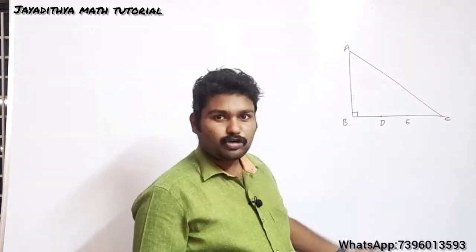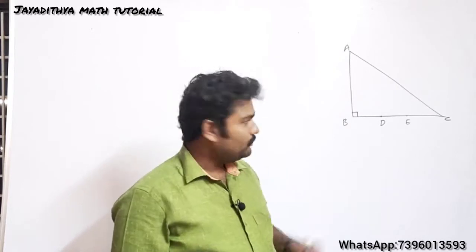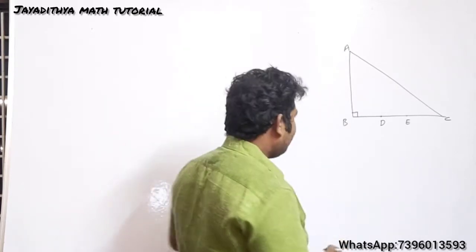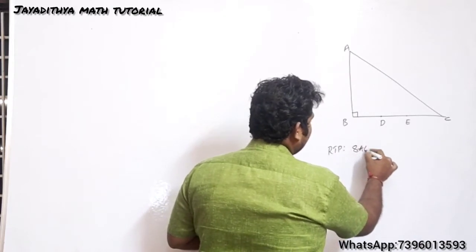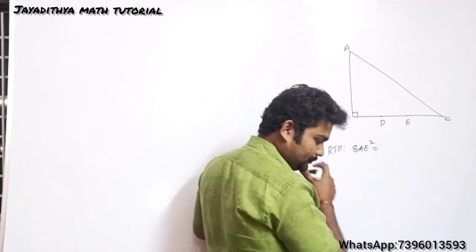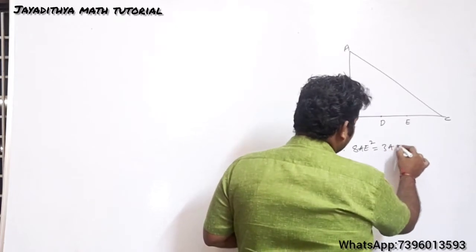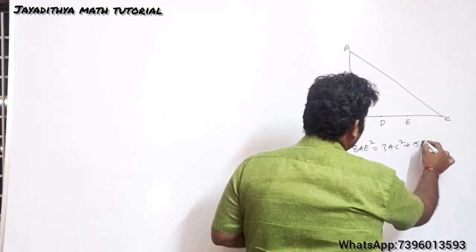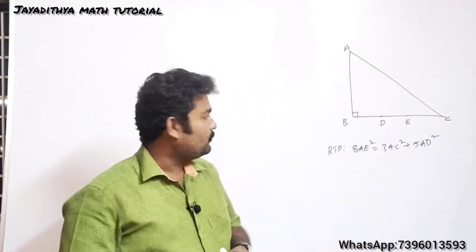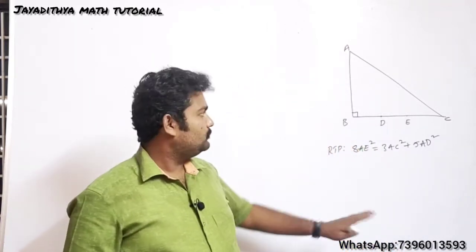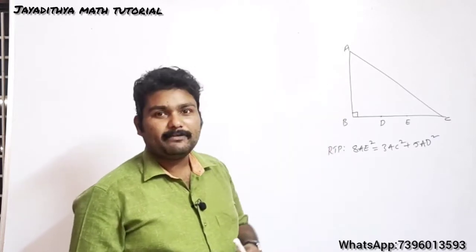Let us write them when we are solving the problem. What we need to prove in this question is 8 times AE square is equal to 3 times AC square plus 5 times AD square. So this is the proof you need to derive from the given information.